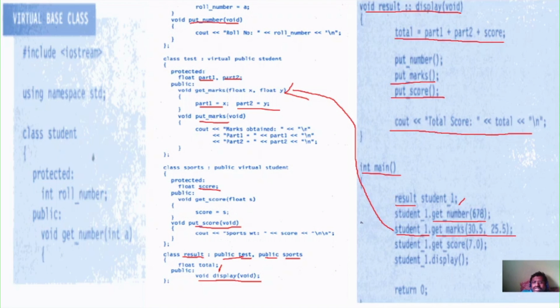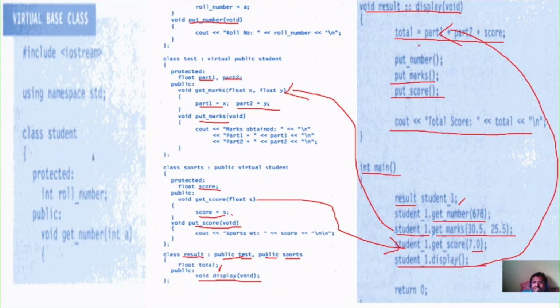Now student dot get score. When this function is called, 7.0 will be assigned to the value score here. This function takes only one argument, that is score, which is going to have the content 7. Now student dot display. Finally, when we call this function, it in turn calls the function where total is equal to part 1 plus part 2 plus score will be calculated. The number will be displayed, marks will be displayed, and score also, along with the total, will be displayed in this main function. That is all about it.